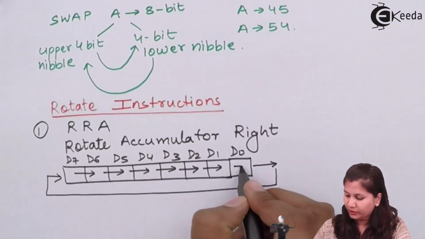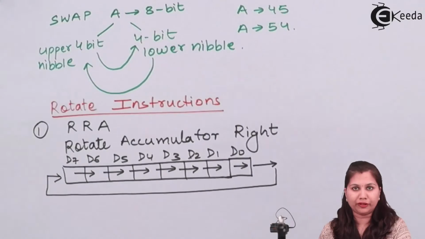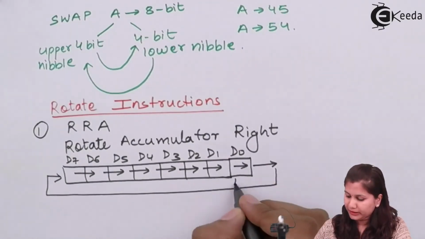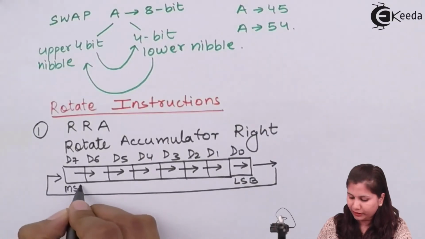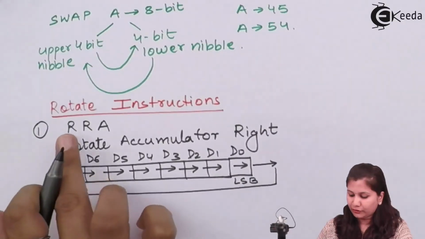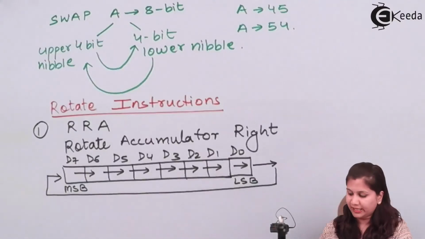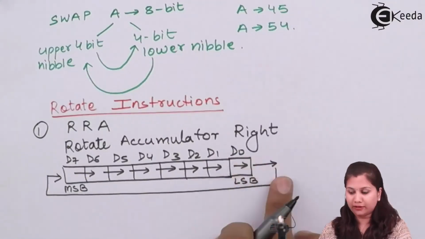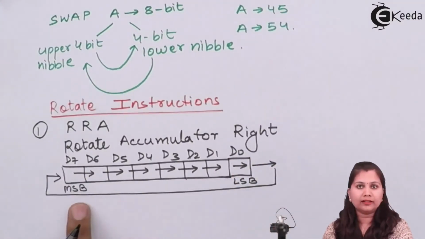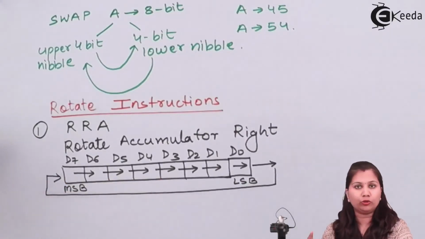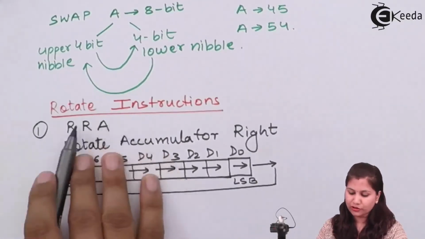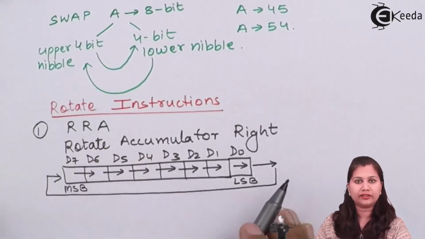In this way, all the bits are shifted. D0 is the least significant bit and D7 is the most significant bit. So when the accumulator is rotated to the right side, the LSB, that is the D0 bit, now becomes the D7 bit, and all the bits are shifted one position to the right. So this is the instruction, rotate accumulator right.